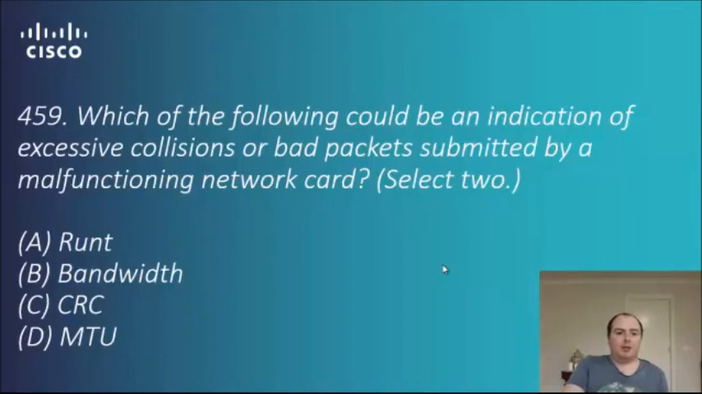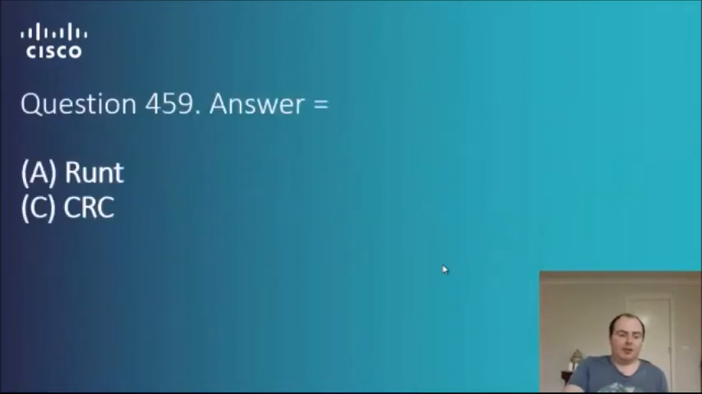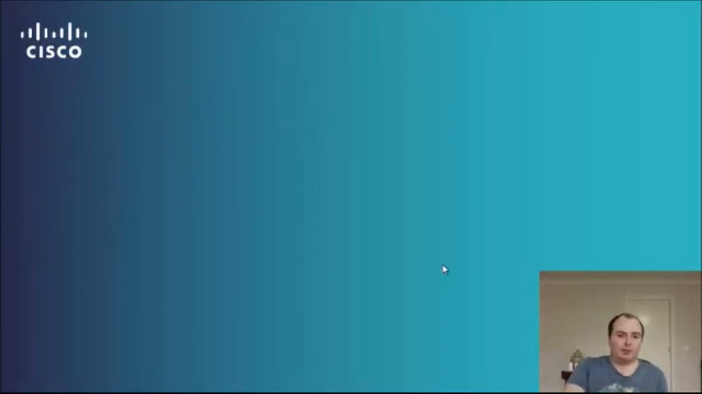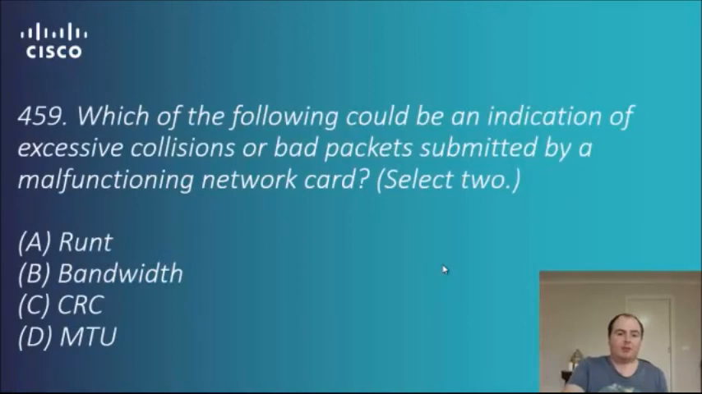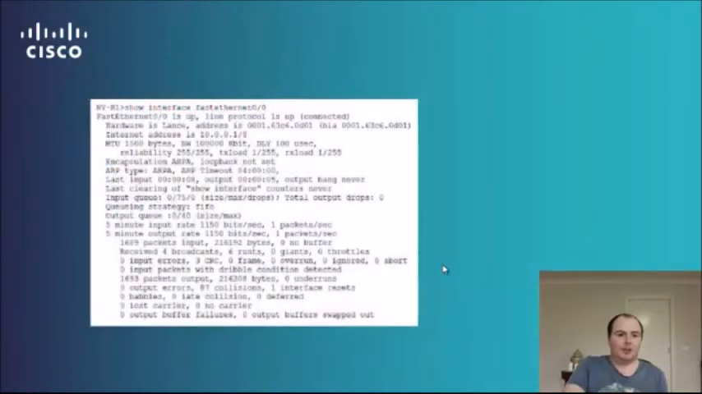459, which of the following could be used as an indication of excessive collisions or bad packets submitted by a malfunctioning network card? Select 2. So we've got runt, bandwidth, CRC, MTU. I'll give you the answers for these ones and explain it. It's runt and CRC. So these deal with lower level packets, and if there's issues there, those are cyclic redundancy checks. These can obviously help identify issues for excessive collisions, bad packets. These guys are all over it.